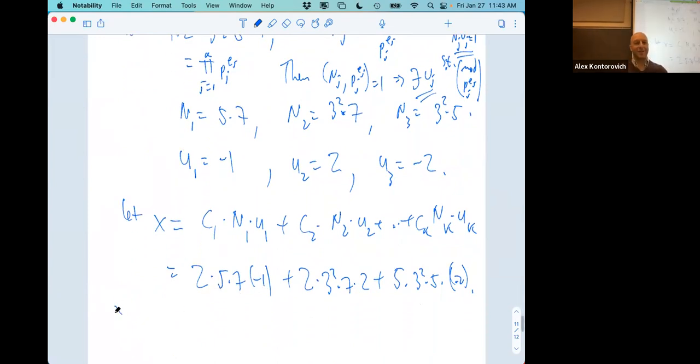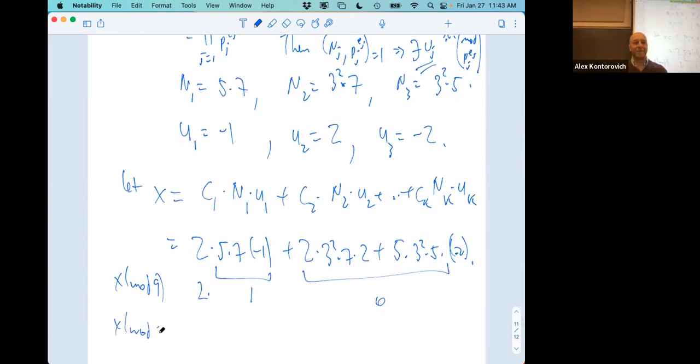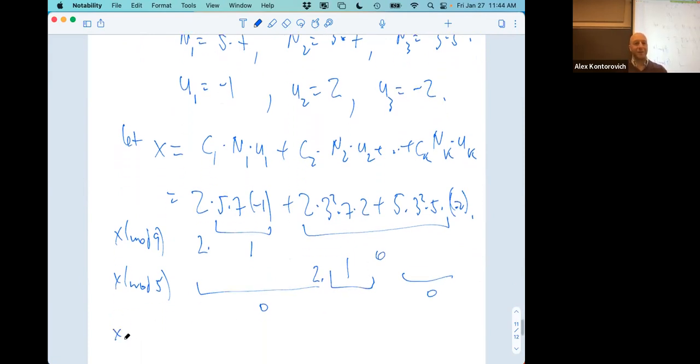Okay, so x mod 9, this is 1, this is 0, and that's 2. x mod 5, this and this are 0. 3 squared times 7 times 2, that's 9 times 2, 18 times 7. I'm not going to multiply that out. That's 3 times 2, which is 6, which is 1. And then I have a 2. So indeed, I'm 2 mod 5. Everybody see what I'm doing?